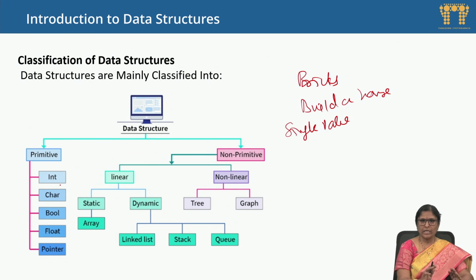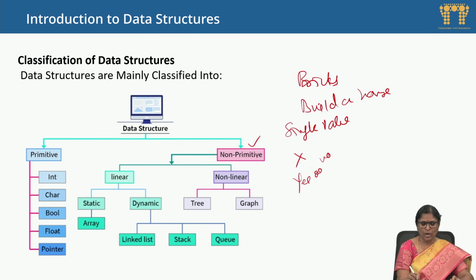If you take int, it can store only an integer value, a single value. Character, a single char only. Suppose x will be stored in a char. Boolean means yes or no, only one of the values. Float, decimal values will be stored in float. And coming to the pointer, you know already that a pointer is nothing but a variable where we store the address of another variable. Now coming to the non-primitive data structures, these primitive data structures are used to build the non-primitive data structures.